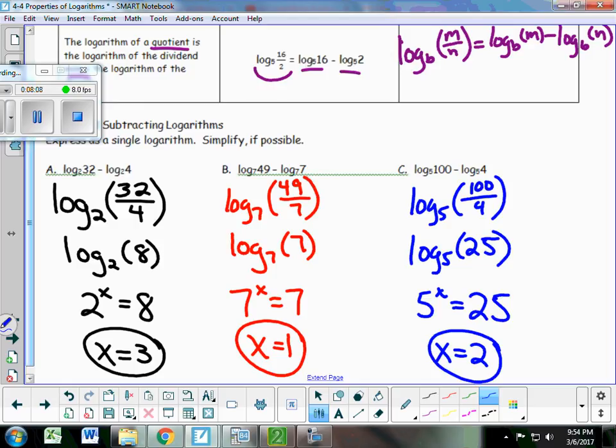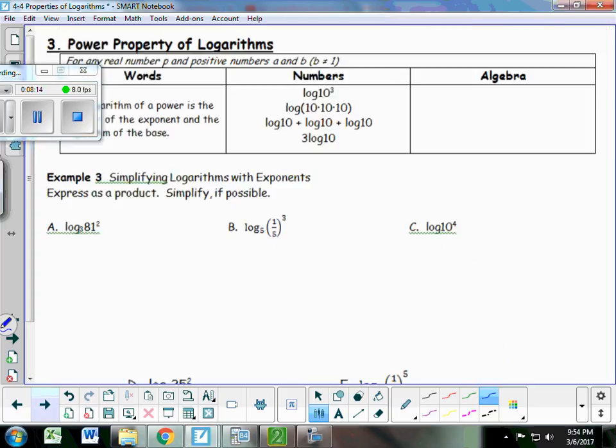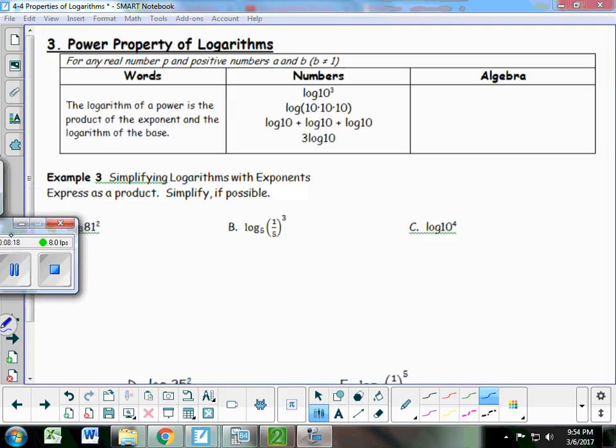Alright, the third and final property that we're going to talk about is called the power property of logarithms. Let's take a look at the power property of logarithms. So in words, the logarithm of a power is the product of the exponent and the logarithm of the base. So now we're combining powers and product.